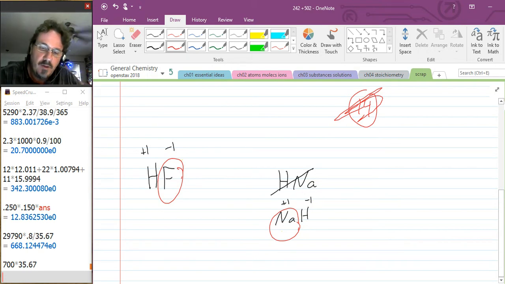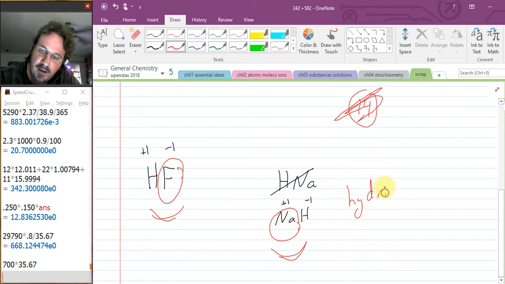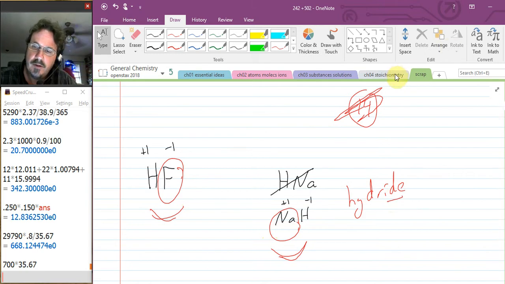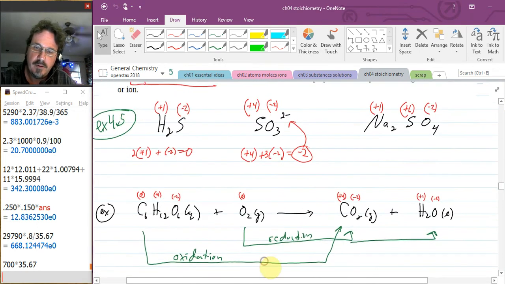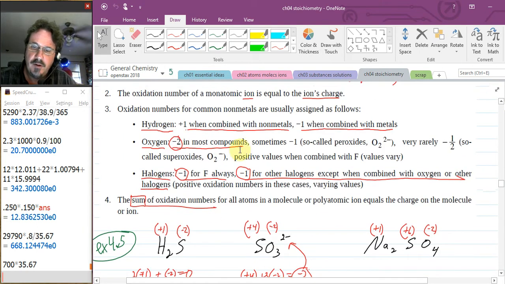By the way, the names here would be hydrogen fluoride. The names here would be sodium hydride. When hydrogen is a -1, we call that a hydride with that IDE ending. Hydride. Okay. So, back here again. Ooh, that was big, right? When hydrogen is either a +1 or a -1 with either a nonmetal or a metal.